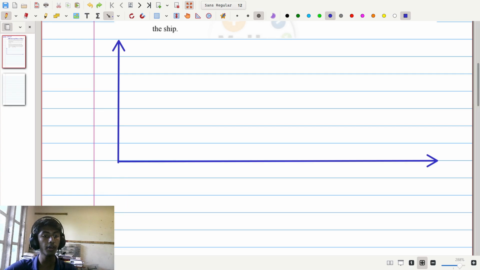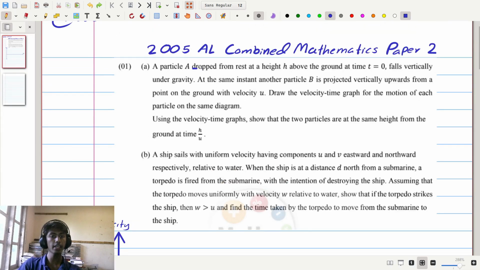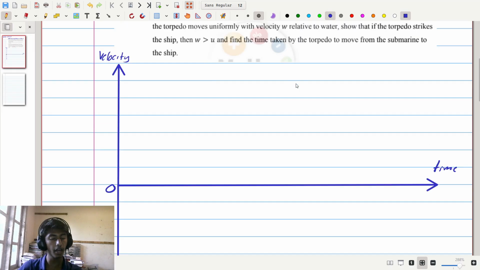So I'm just going to draw that vertical downward axis like this, and we're going to label this velocity, and we're going to label this time. Now given this, if we consider the first particle A is dropped from rest at a height h above the ground at time t equals 0. So at t equals 0, which is this point right here, our particle is dropped vertically downward, which means it has a downward acceleration of g.